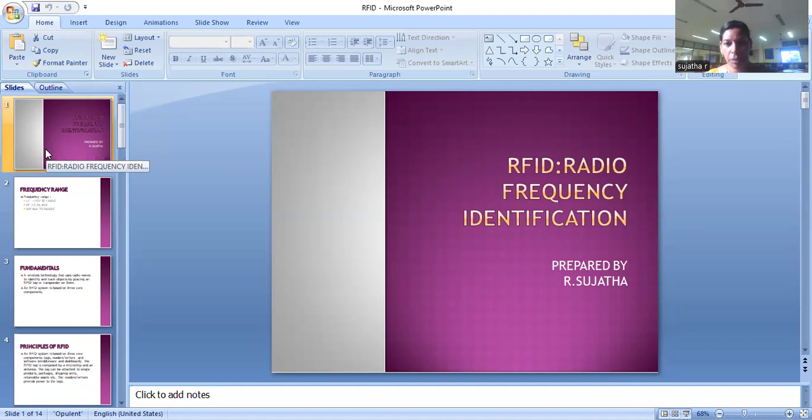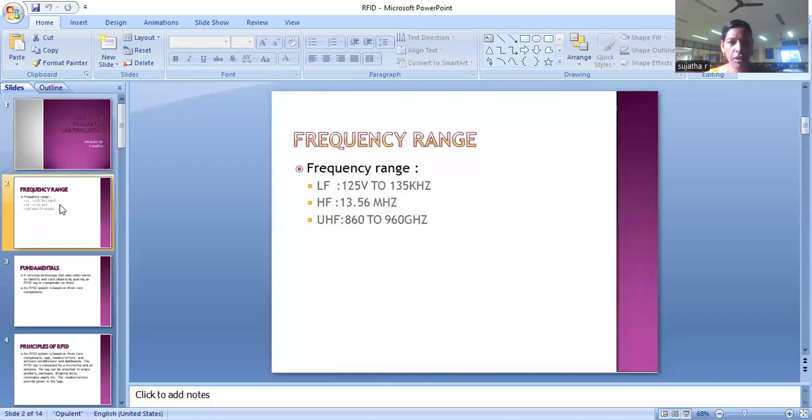Today we will discuss radio frequency identification, RFID. RFID stands for radio frequency identification. Before that, we want to see the frequency ranges. What are the frequency ranges? First, we should know about them: low frequency, high frequency, and ultra high frequency.